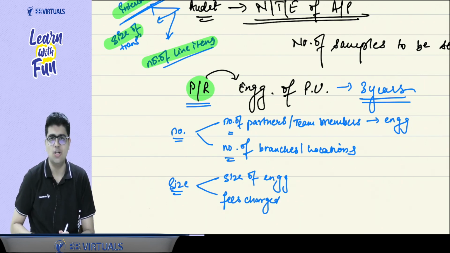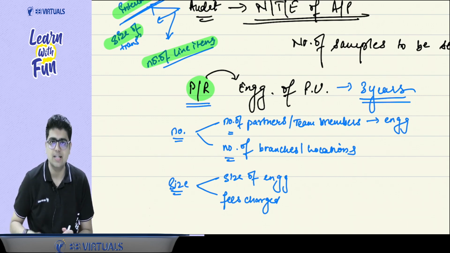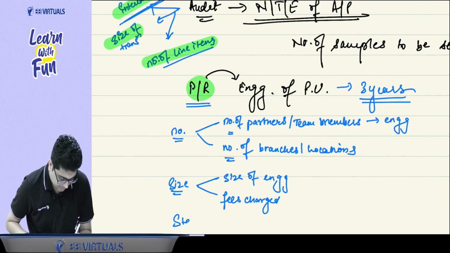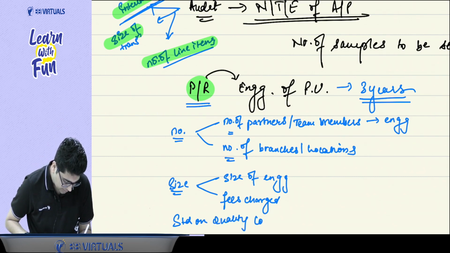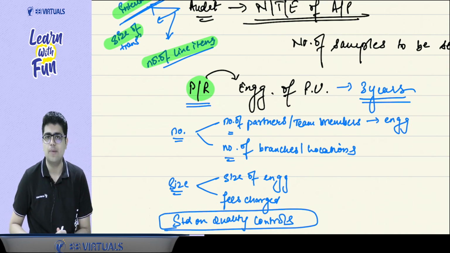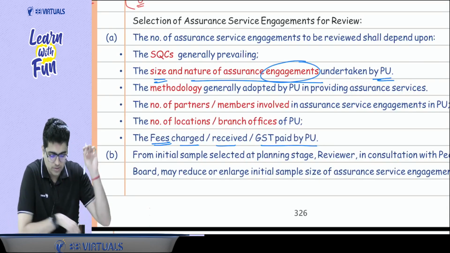And for control, I will not use the word internal control, I will use the word standards on quality control, whether proper standards on quality control are followed by the firm or not. This is how you will remember the answer.